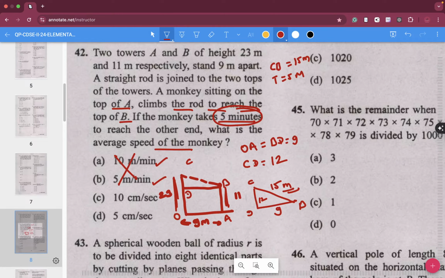If we have to change that into centimeters per second, 1 meter is equal to 100 centimeters, and 1 minute is equal to 60 seconds. So which will give you 5 centimeters per second over here. D is going to be the correct answer for this particular question, folks. Easy, absolutely easy one. So with that we'll move to the next question.